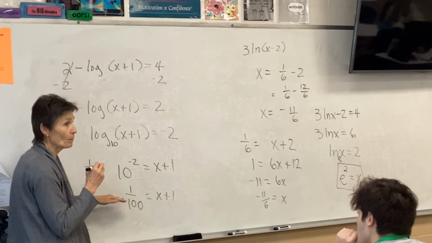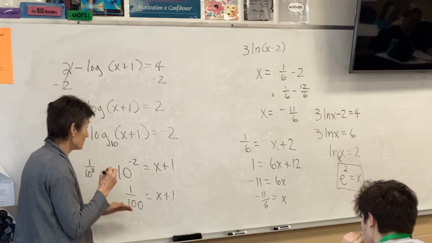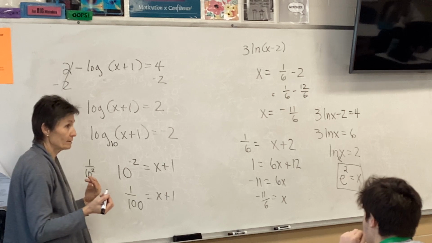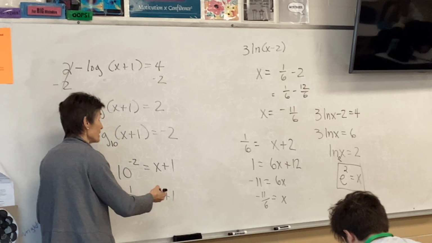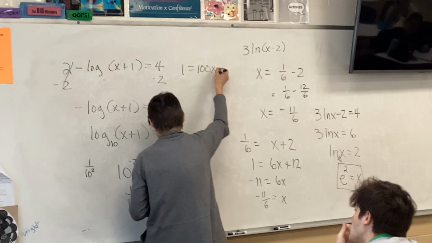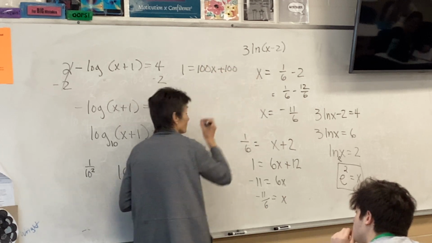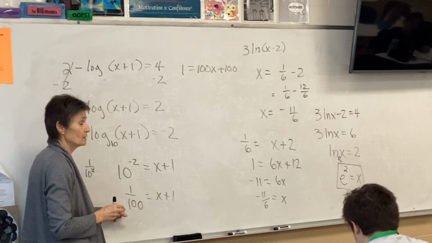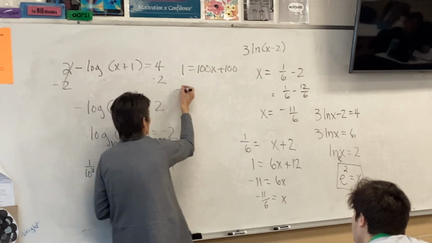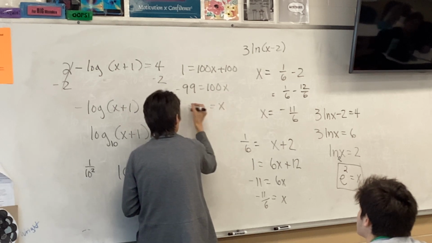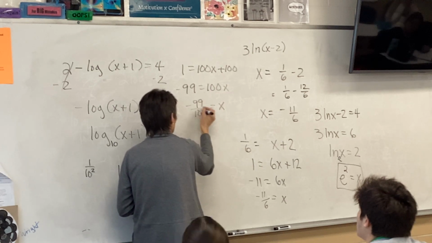Now we're exactly where we were a minute ago. Basically what you have to do is subtract 1. But if you don't want to deal with a fraction, then you're going to multiply everything by 100. So negative 99 equals 100x, and x equals negative 99 over 100.